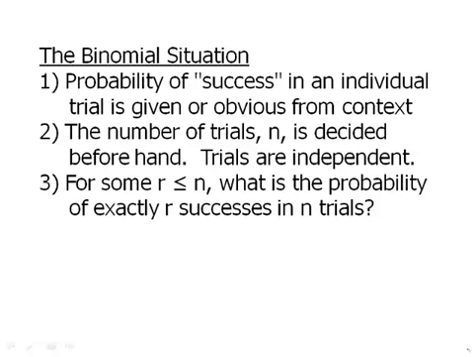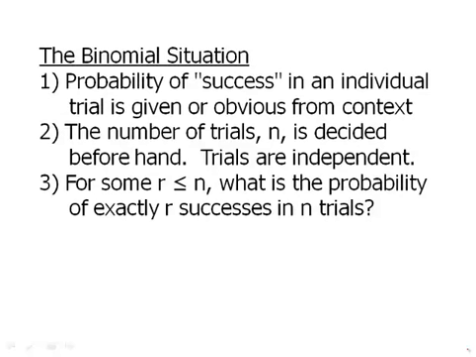Two, the number of trials is decided beforehand. So, in other words, that's just the way that the problem is framed. The problem frames, all right, 10 coins are going to be flipped. So that's not up for debate. We know there are going to be 10 trials. So that's already fixed. Those trials are independent. And then the question is, within those 10 trials, how often does something happen? So for some number r, that could be less than n or equal to n, what is the probability of exactly r successes in n trials? So for example, what is the probability of flipping a coin 10 times and getting exactly 5 heads? What is the probability of rolling 7 dice and getting exactly 2 6s? Something like that. These would be the binomial situation.